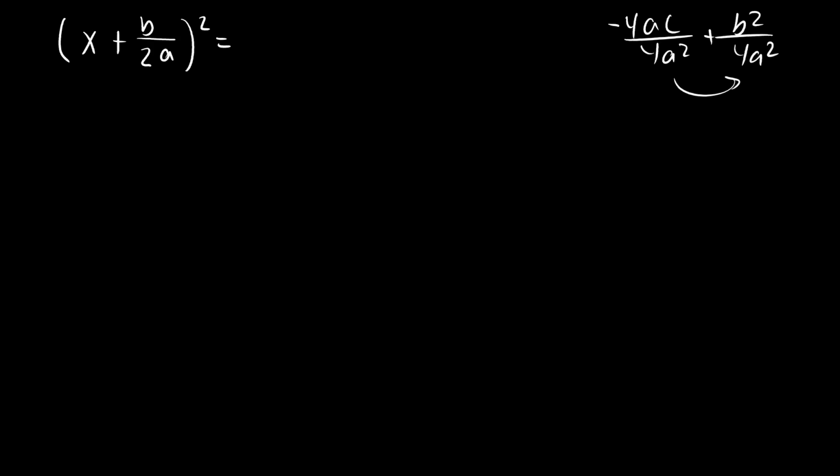Okay, so on this slide, I'm going to just copy what I had. What did I have? x plus b over 2a all squared. And when I go to write this other side, I'm going to do a quick little switcheroo. It was minus 4ac over 4a squared plus b squared over 4a squared. And I'm just going to switch the order of the addition. Remember, we can always switch the order of our addition around. So I'm going to do b squared over 4a squared minus 4ac over 4a squared.